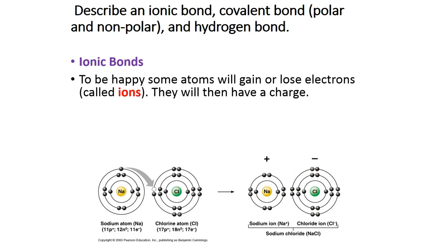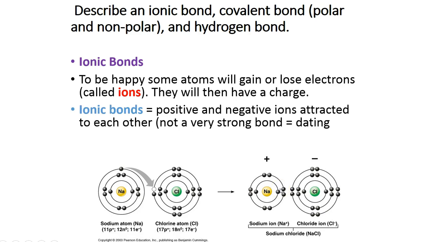So to be happy, some atoms will gain or lose electrons. I went over this, they're called ions, and then they'll have a charge. If they have a charge and it's an opposite charge, they will be attracted to each other. So what we've done is we've taken ions, and when they get close to each other, they're attracted to each other, and they have now become a salt, sodium chloride. So an ionic bond is when a positive and negative ion are attracted to each other.